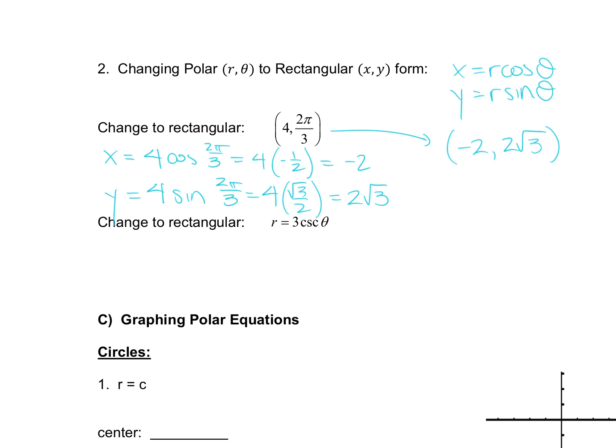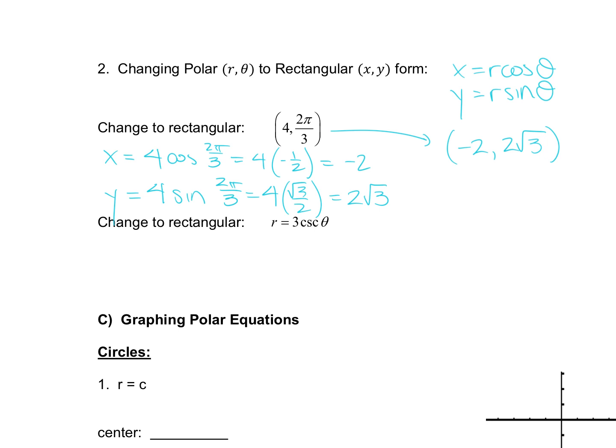It should make sense if you thought about how to graph both of these. If I graphed the polar point 4 comma 2 pi over 3, I'm going to rotate to 2 pi over 3 and go out 4. That puts me in the second quadrant. The xy that I just got back out is a -x, +y, which also puts me in the second quadrant. They should match up. If they don't, you missed a negative somewhere. Okay? Think about that.